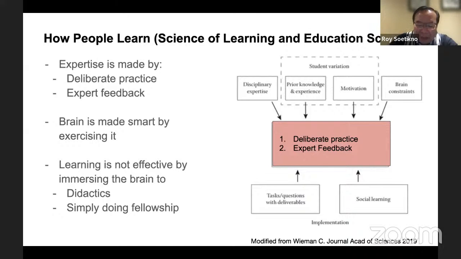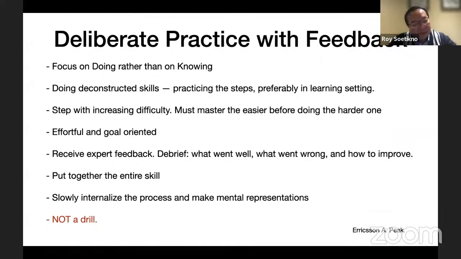Our brain actually becomes smarter as we exercise certain parts of it, and it needs to go through this deliberate practice and feedback. What we've been doing in fellowship is perhaps more like didactics, and some simply just doing the fellowship, and those really don't conform to deliberate practice and feedback. So these two things, deliberate practice and feedback, are very important, and I want to spend 20 to 30 seconds on it, which is to say that deliberate practice actually means a whole lot.